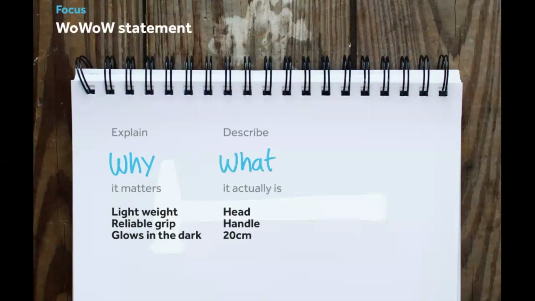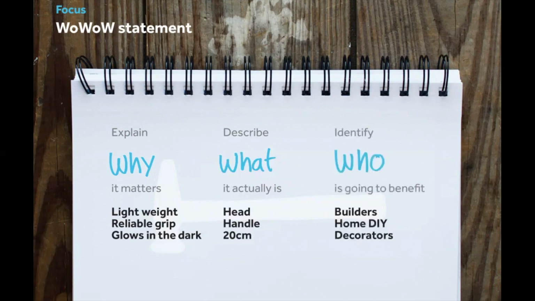And then actually the more descriptive elements, what it actually is. It's got a head, it's got a handle, it's 20 centimeters, it's made of wood, it's a tool. All those very functional descriptive things should be noted down. Finally, identify who it's for. Think about the audience. Don't need to get too detailed into personas, but this is going to benefit builders, home DIY enthusiasts, decorators. Who is going to really benefit from this hammer that we're bringing to market?